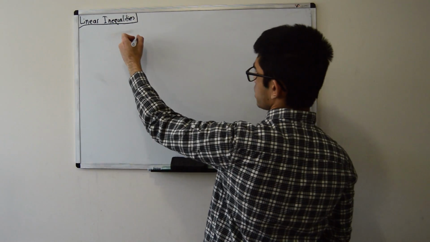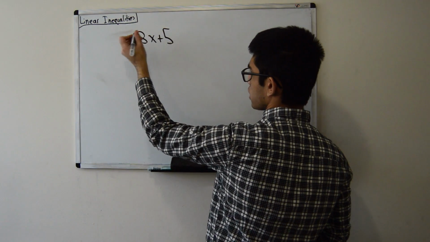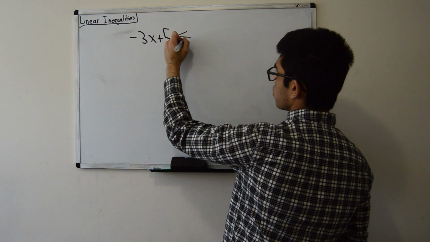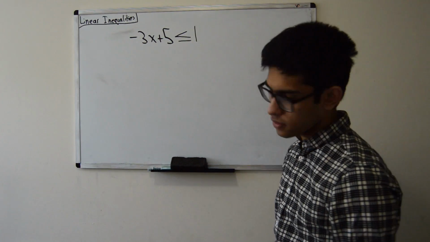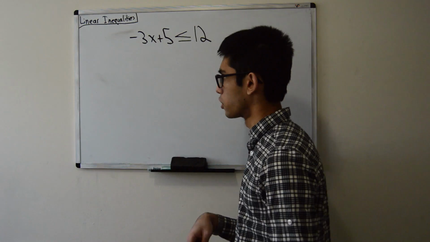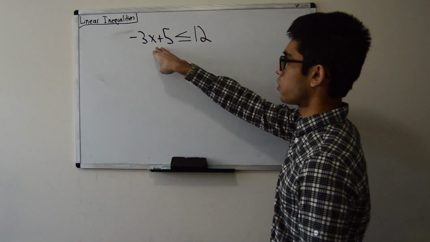So let's say you had negative 3x plus 5 is less than or equal to, is it negative 12 or was it 12? Okay, it's 12. Sorry, I just had a question in front of me. That was a good example that I wanted to show. Alright, so negative 3x plus 5 is less than or equal to 12.